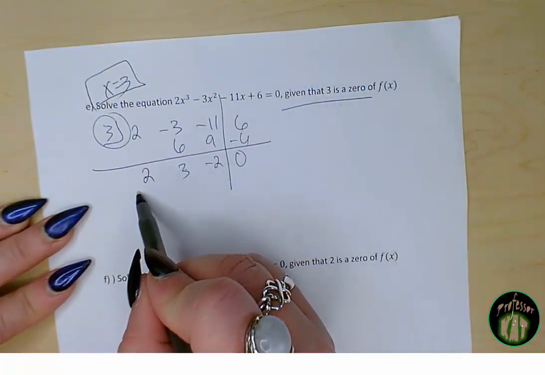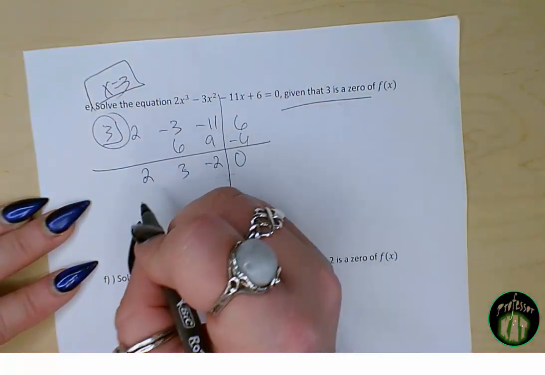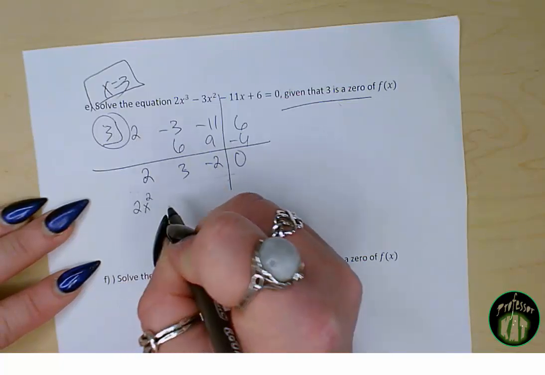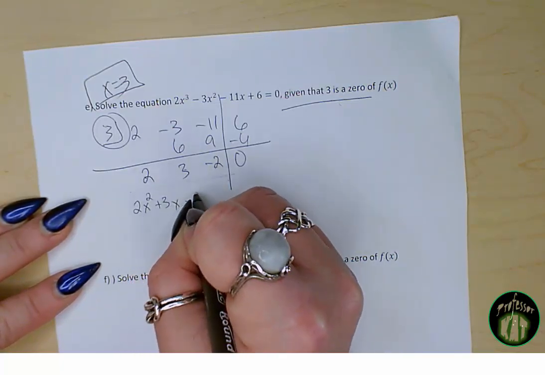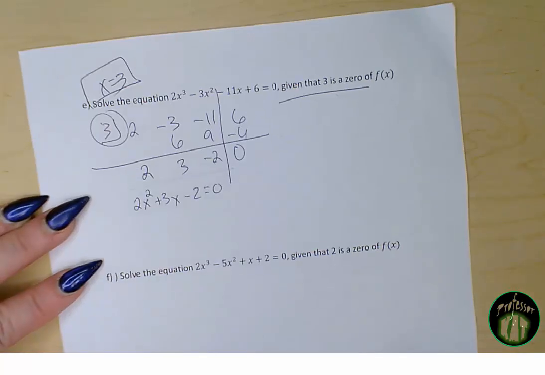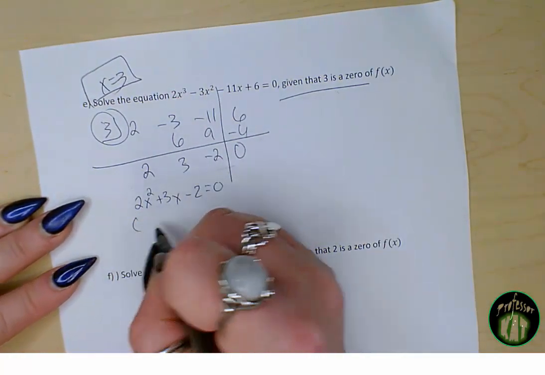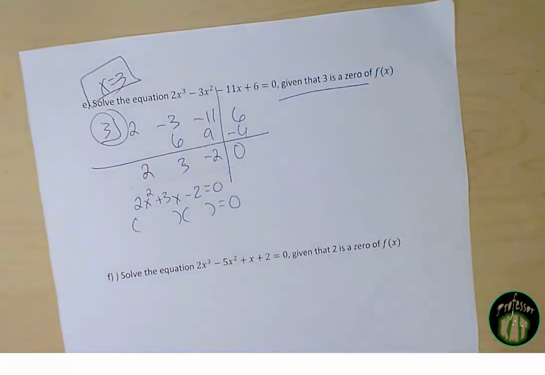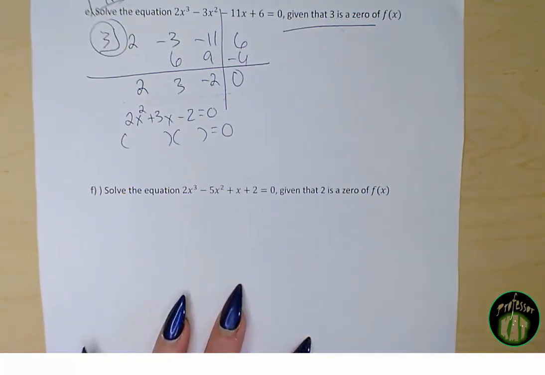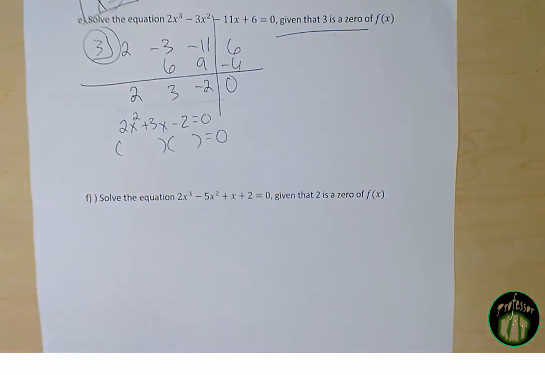But that also tells us that we have our quadratic equation right over here: 2x squared plus 3x minus 2 is equal to 0. Let's see if we can solve this. Well, first off, let's always check to see if it can factor. If your quadratic equation can factor, we definitely want to do that. If not, throw it in the quadratic formula.